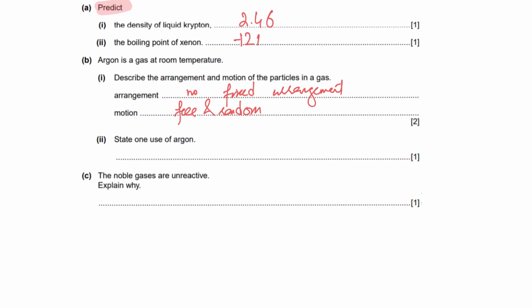Noble gases are unreactive. Explain why. Because they have a complete outer shell. You can mention they already have an octet, but that won't be true for helium. So it's better to mention that they have a complete outer shell.